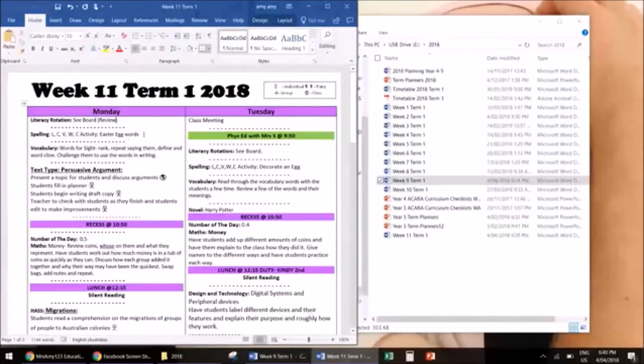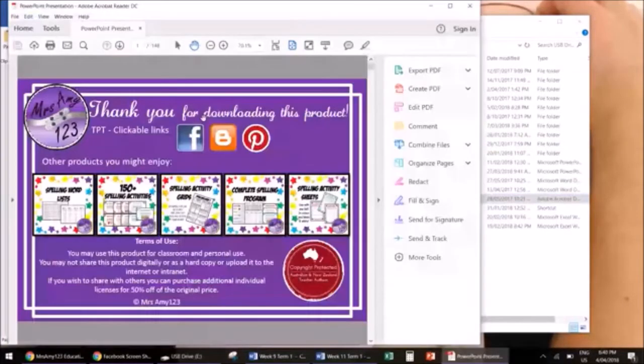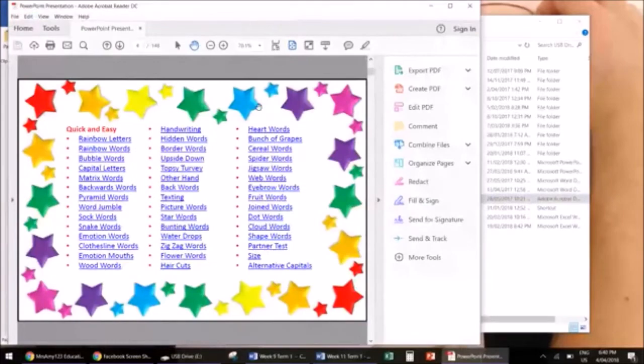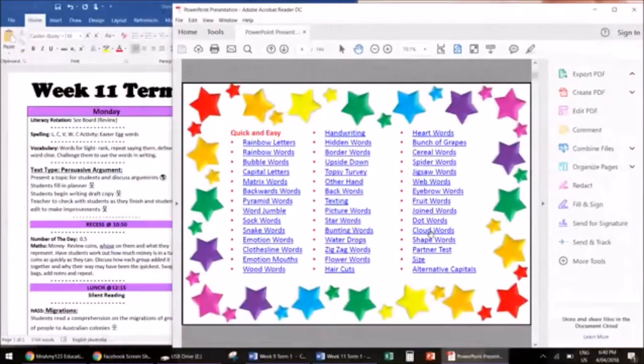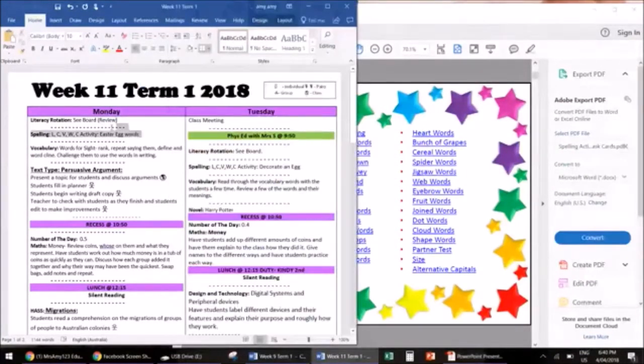Next up is spelling. And what I do for spelling is I come back over here and I open up my spelling task cards file, and I just go here to the start where I've got all of them listed out. And I think, just let me check my last week. Yep, we are up to size words. So all I do is I come over here and I just go Monday is going to be size words. So that's writing the words from the smallest word to the longest word in order.